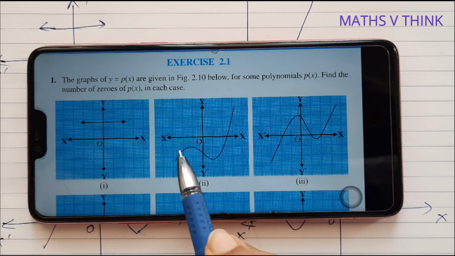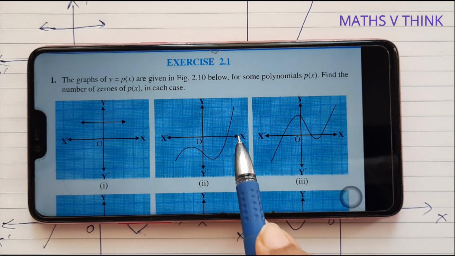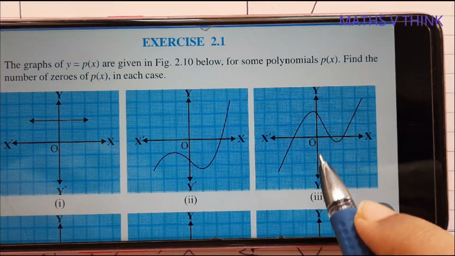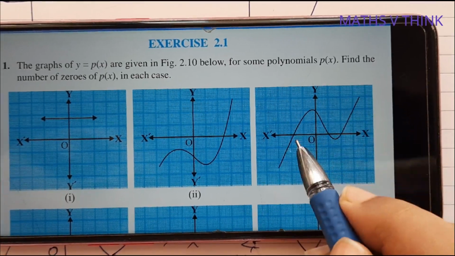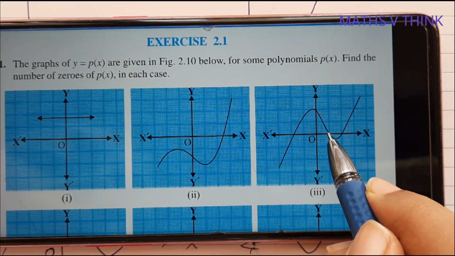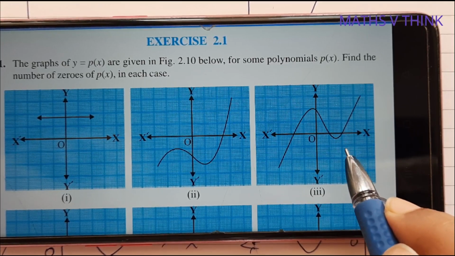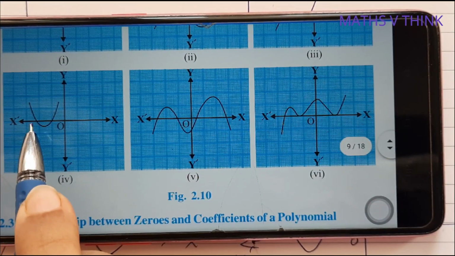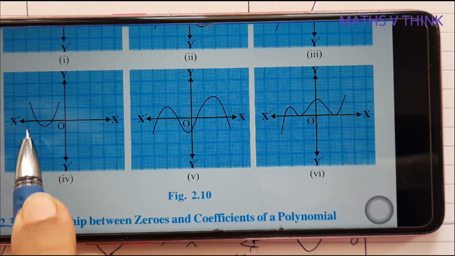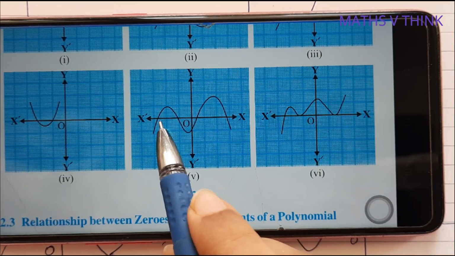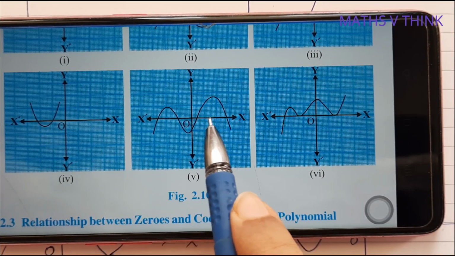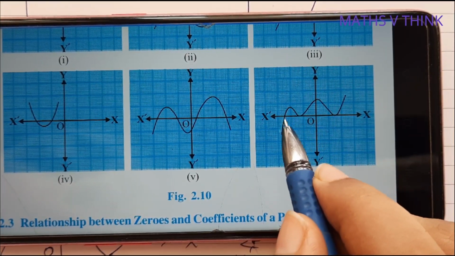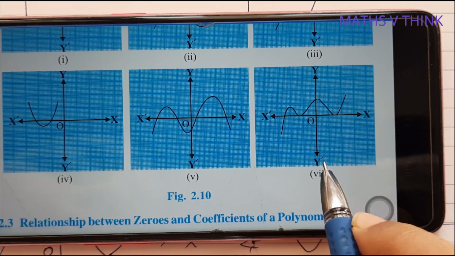And in the second case, you see this line is intersecting the x-axis at one point. So here the number of zeros is 1. Same way here, you can see this line is intersecting here 1, here 2 and 3. So now here there will be 3 zeros. Fourth one, you can see it is intersecting the x-axis at 2 points, so 2 zeros. At fifth, you can see 1, 2, 3, 4, intersecting at 4 points, so it has 4 zeros. Sixth one, 1, 2, 3, so 3 zeros.